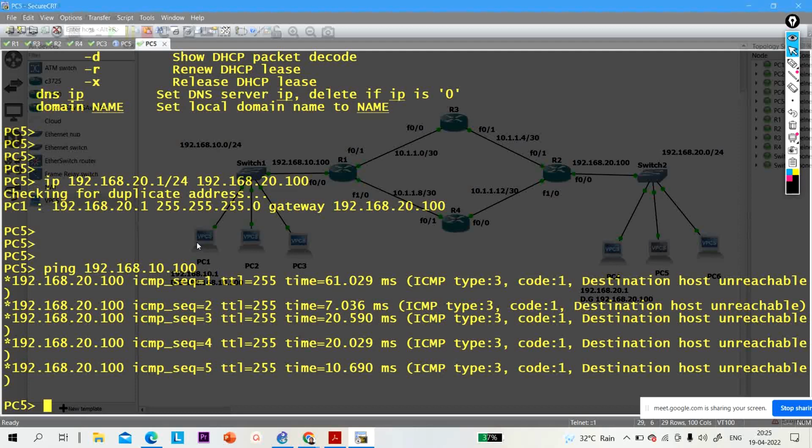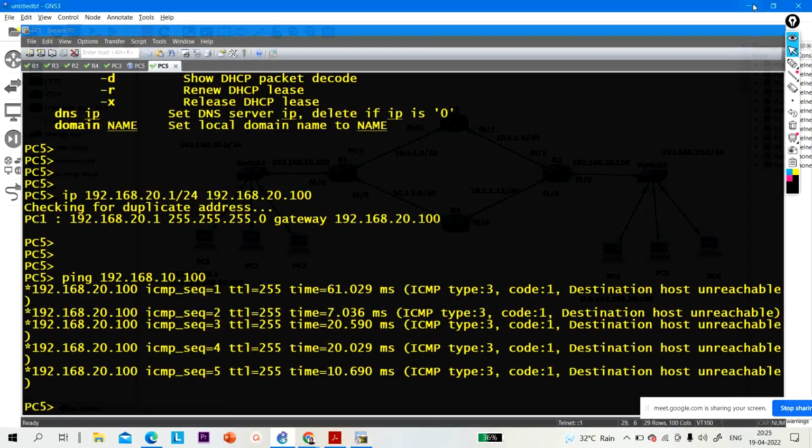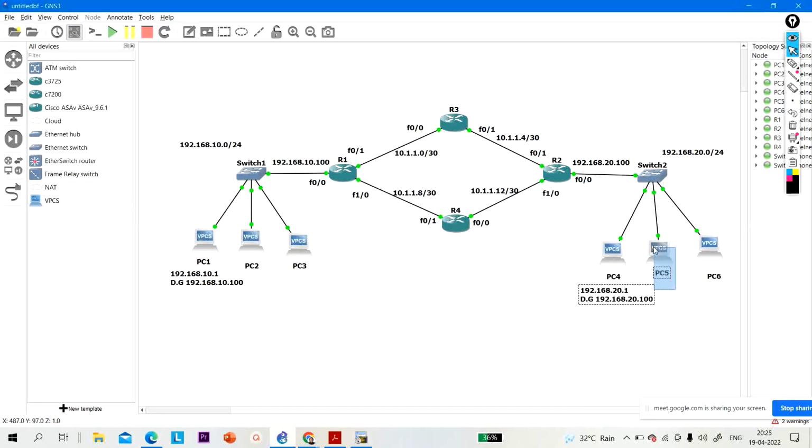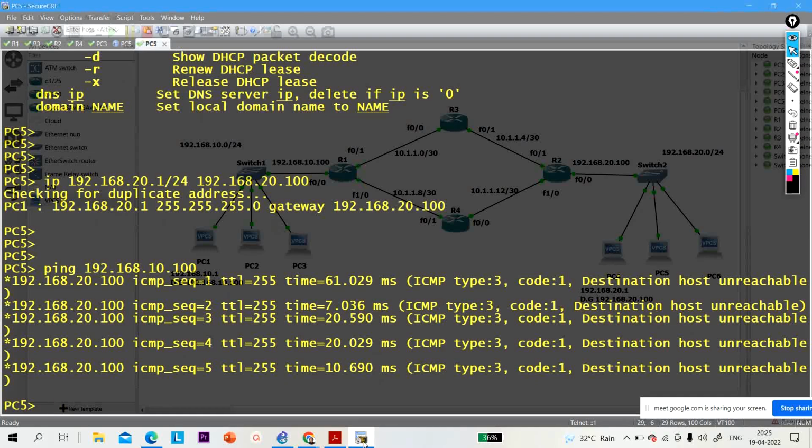You are trying to ping from PC5, not PC3. From PC5, and you are pinging 10.100. It is a different network today. You need to ping 20.100. Yes, I am pinging from this PC to this default gateway, 10.100 instead of 20.100. You have typed an incorrect IP. Okay, 20.100.